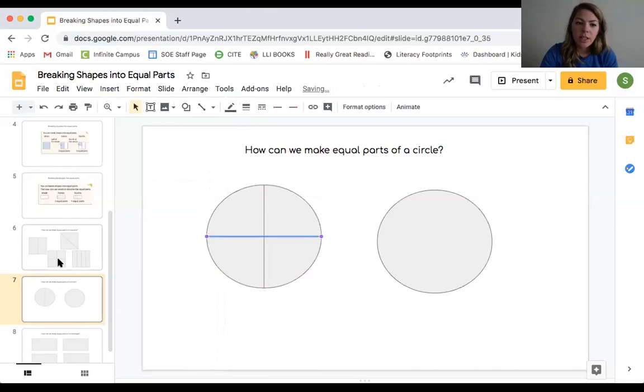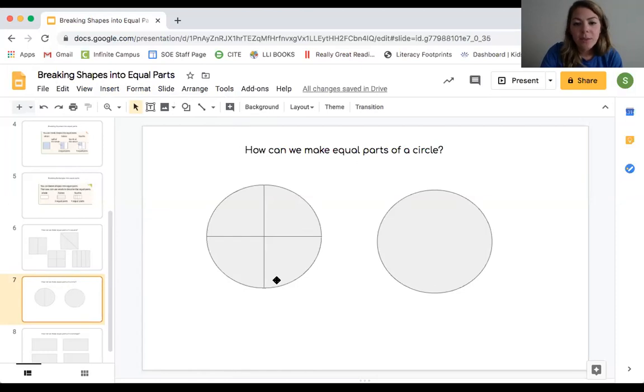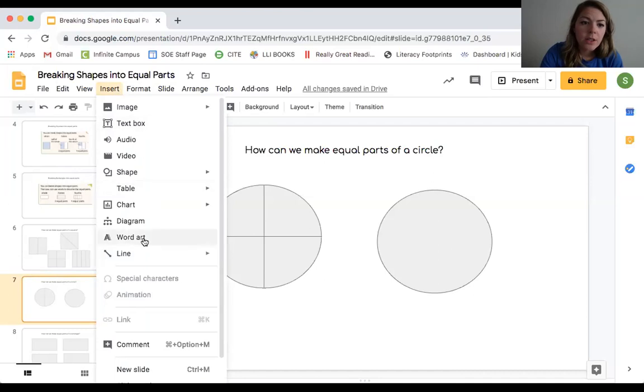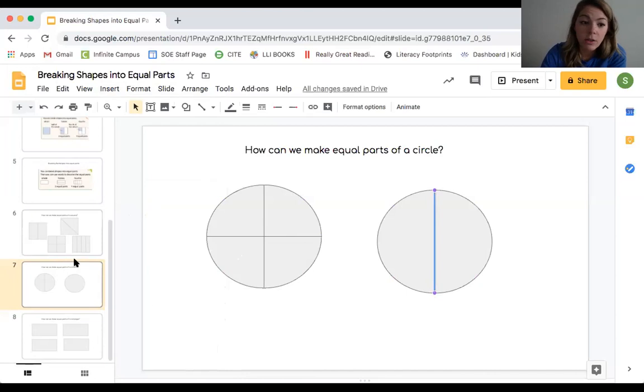So circles can only be broken into fourths or quarters by doing it across like this. Okay, you can't do it like we did with the square here where we did all these skinny lines up and down. Circles, you can't do that. You have to break it apart into quarters this way. Okay, so that's how you can break it into quarters. And then for a circle, like I said, you can break it into halves like this. And circles can be broken even further. But for this particular math lesson, we're just learning about halves and quarters.